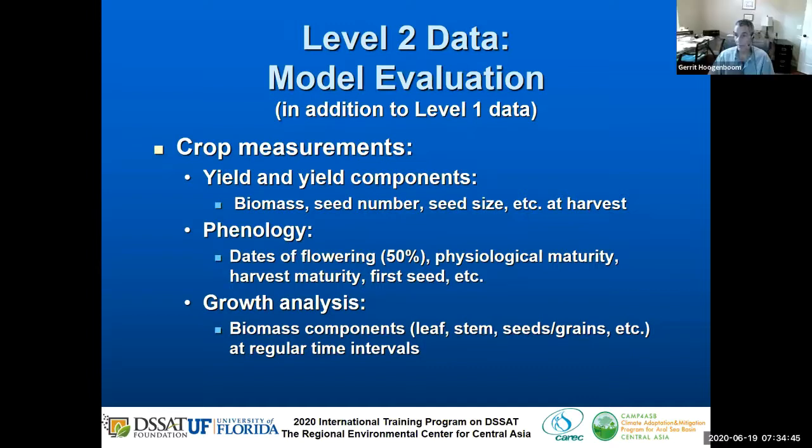So the minimum we at least will need would be yield. It would be great if you also had yield components. So we define that as the amount of biomass at harvest, the number of grains or seeds, and the size of the grains or the seeds.